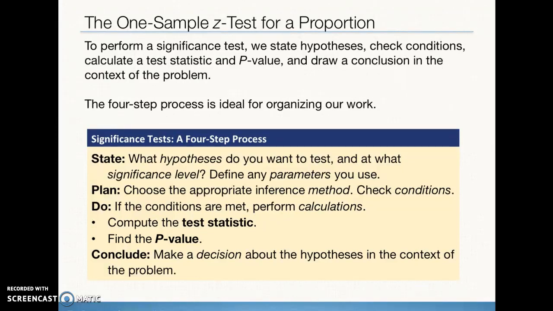In plan, what will we do if conditions for inference are met? We're going to run a one sample z-test for proportion. Then we're going to check specific conditions like we just talked about. The do part is going to be calculating our test statistic, our z-test statistic, and then finding the p-value. Once all of that is done, in conclude, we're going to compare our p-value to our alpha, explain whether we have convincing evidence or do not have convincing evidence, and then we're going to state whether we reject or fail to reject our null hypothesis.